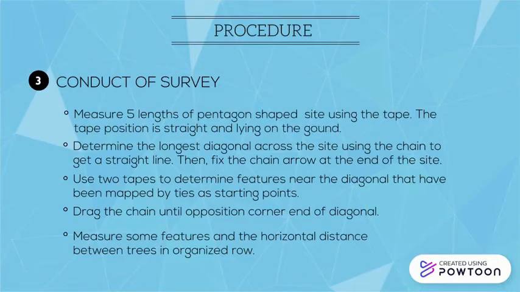Use the twine to determine features near the diagonal that will later be attached as starting points. Keep the twine on the opposite corner at the end of the diagonal. Next, measure some features and the horizontal distance between trees in alternate.